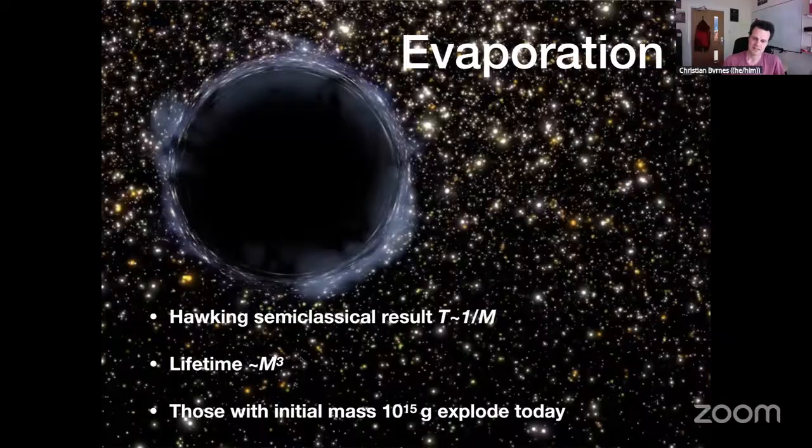But if we have primordial black holes, again, because the early universe had arbitrarily high energy densities, the mass can be as small as you like.